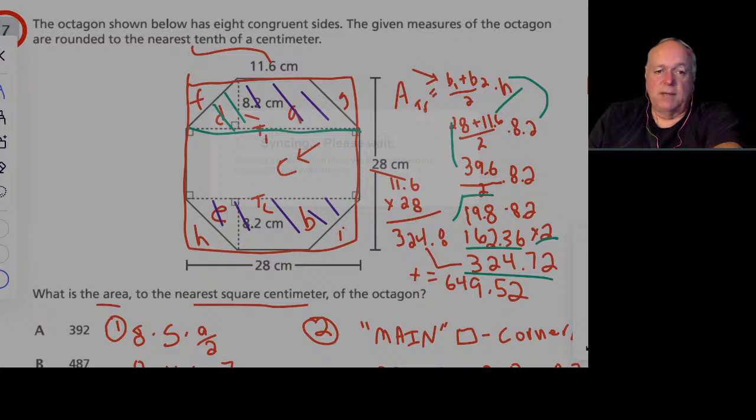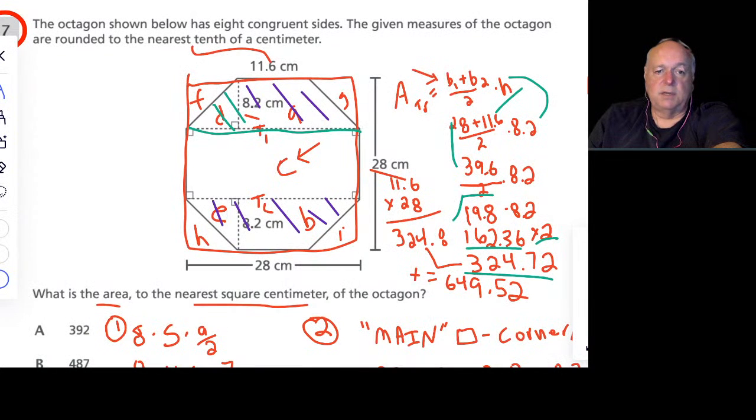So all we need to do now, give me 1 second, the software is doing its thing, okay. We need to come in and do this computation here to figure out the area of that rectangle C. When we do that, we get 324.8.